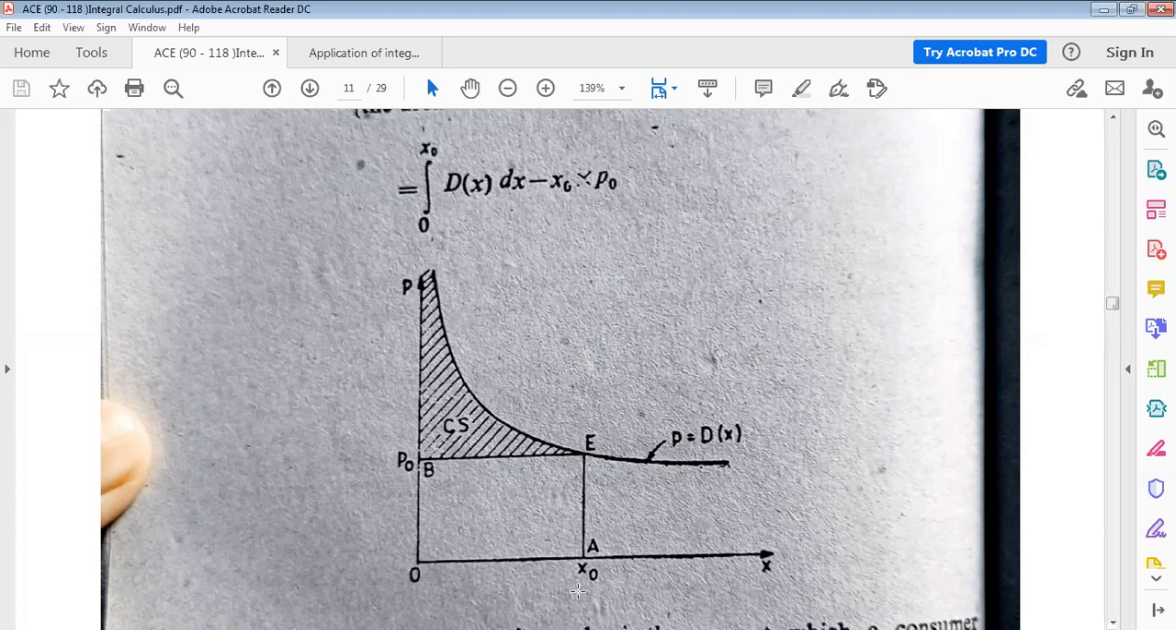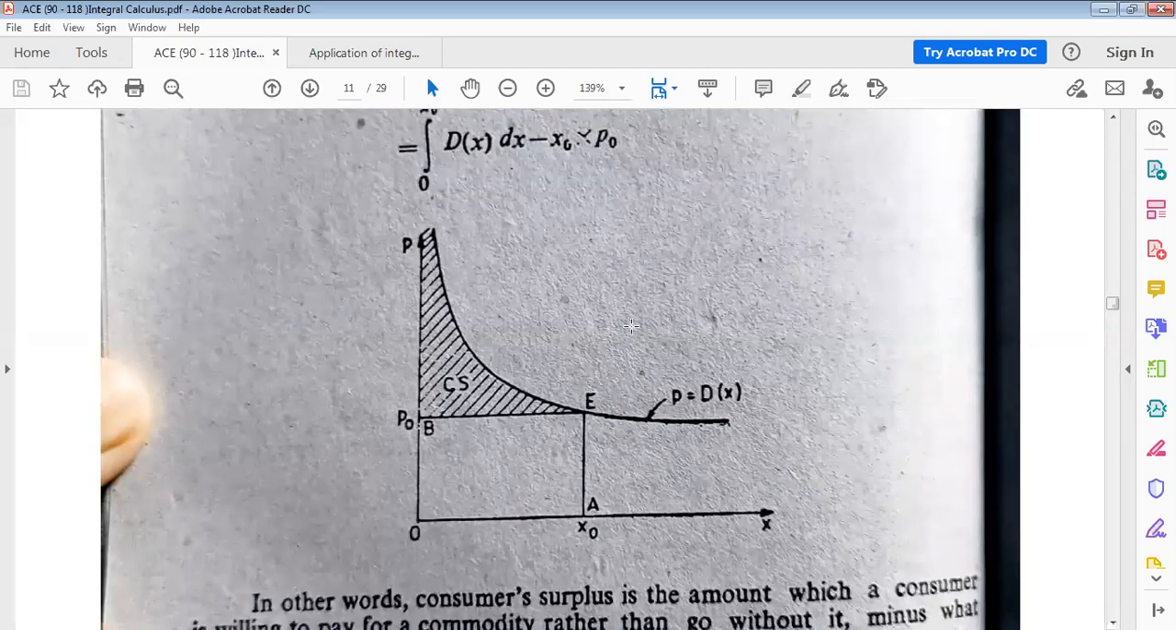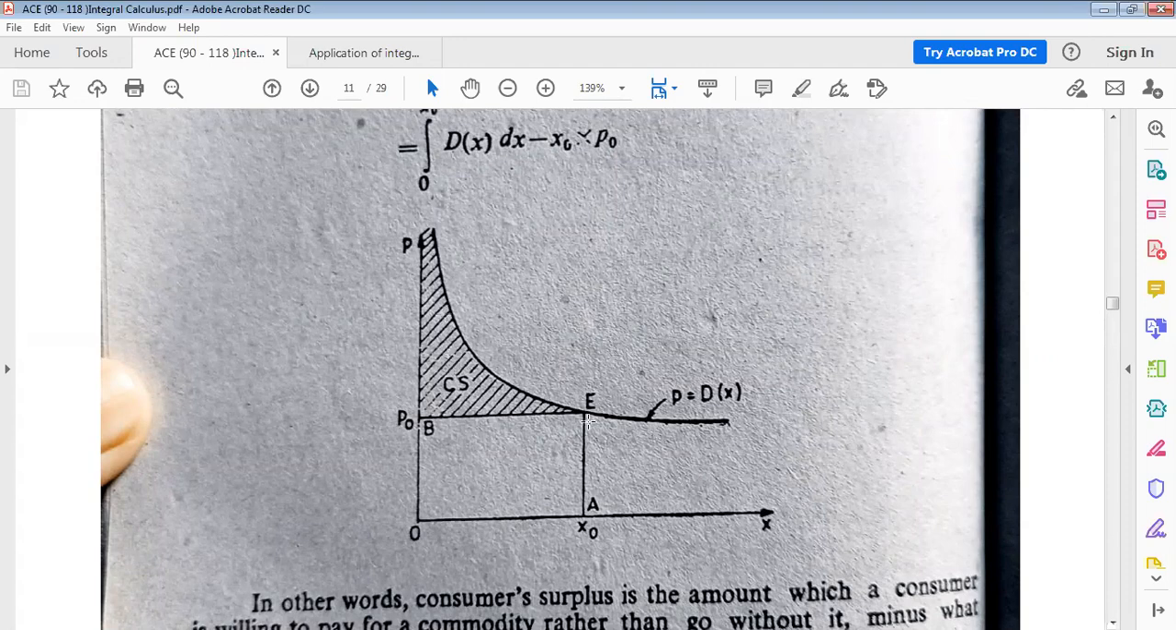Here we have to integrate from 0 to x naught, and then we find the area. Consumer surplus equals the integral from 0 to x naught of the demand function D(x) dx, minus x naught p naught. This is the formula for consumer surplus, and this is the geometrical interpretation. The shaded area is the consumer surplus area, and this is the demand curve.